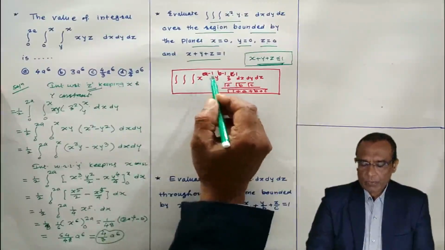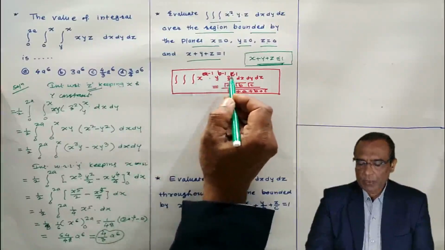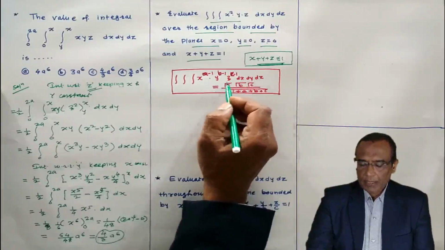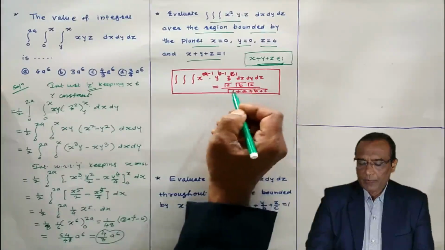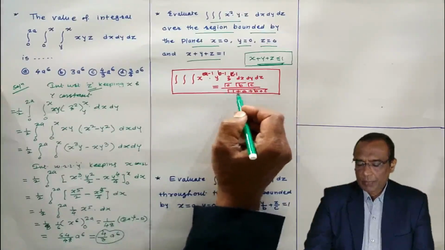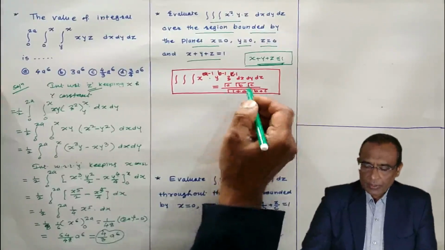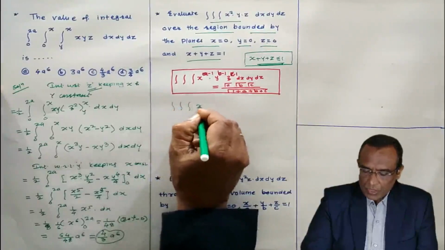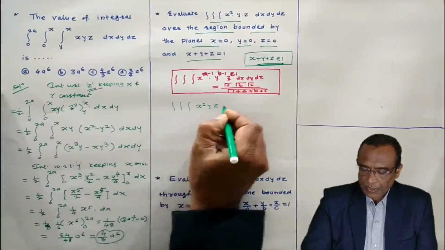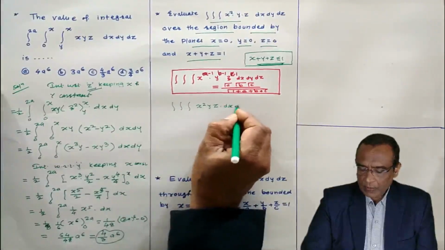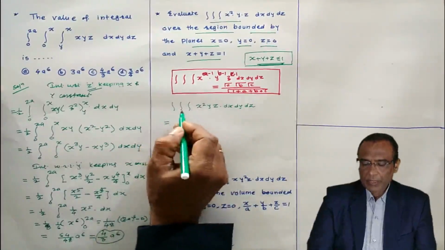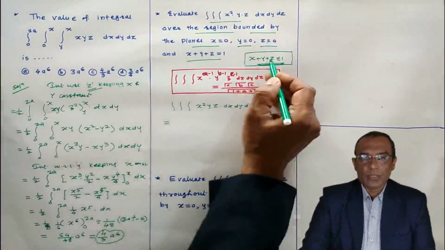X power a minus 1, y power b minus 1, z power c minus 1, dx dy dz equals gamma a, gamma b, gamma c by 1 plus gamma 1 plus a plus b plus c. Now this triple integral I am going to consider: x square yz dx dy dz, because here this triple integral I want over this region.